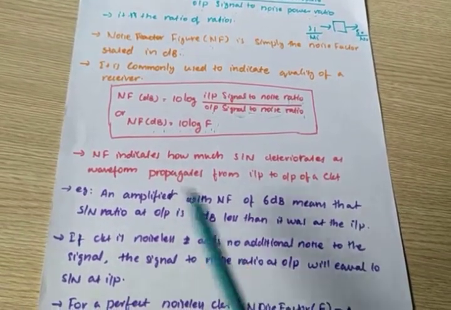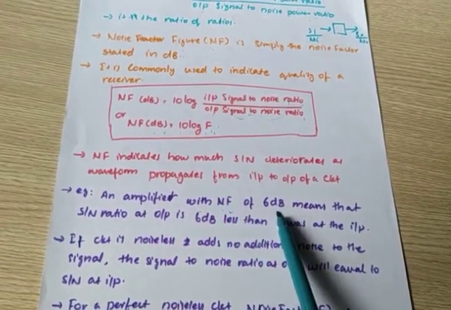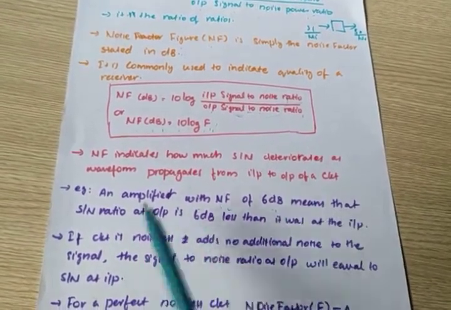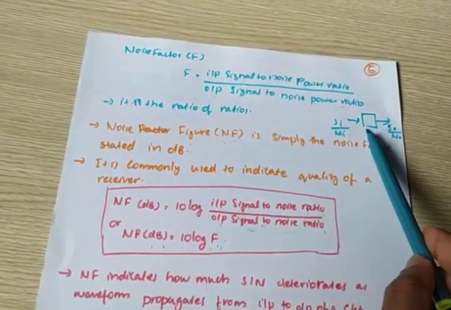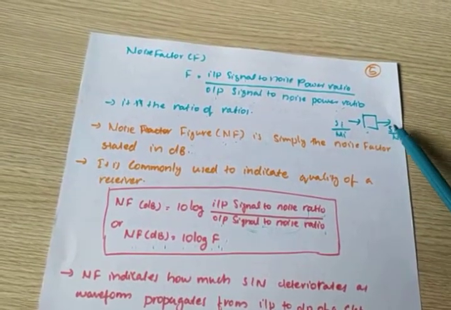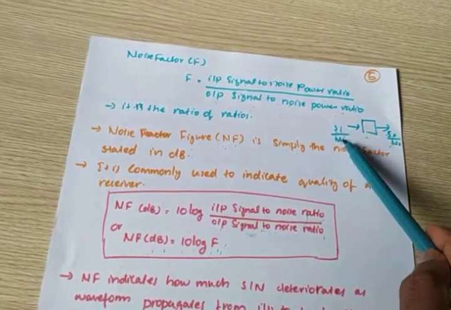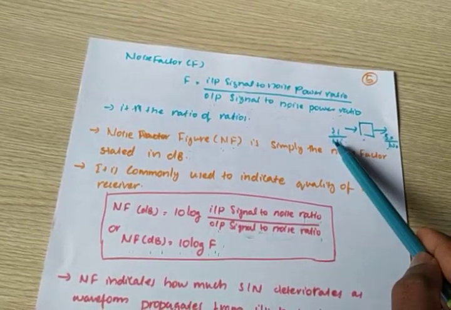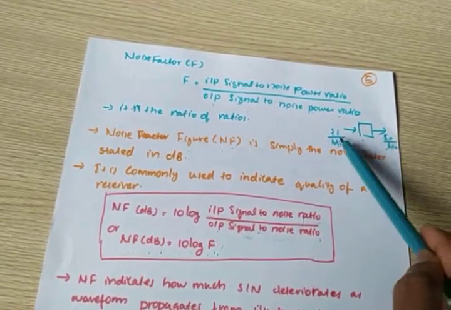Okay. So assume that an amplifier has a noise figure of 6 dB. For example, this is an amplifier. It is having a noise figure of 6 dB. That means the output signal to noise ratio S0 by N0 is 6 dB less than the signal to noise ratio Si by Ni at input. Sorry, 6 dB less than the input.